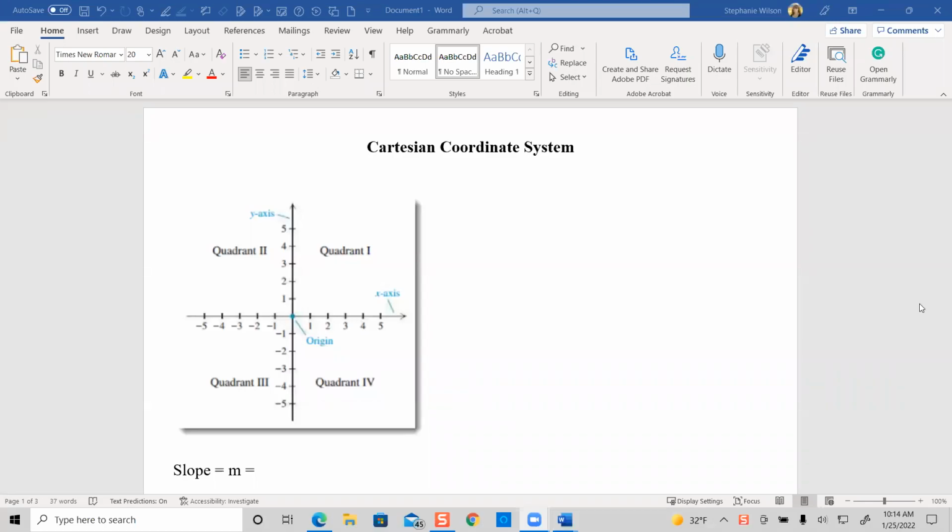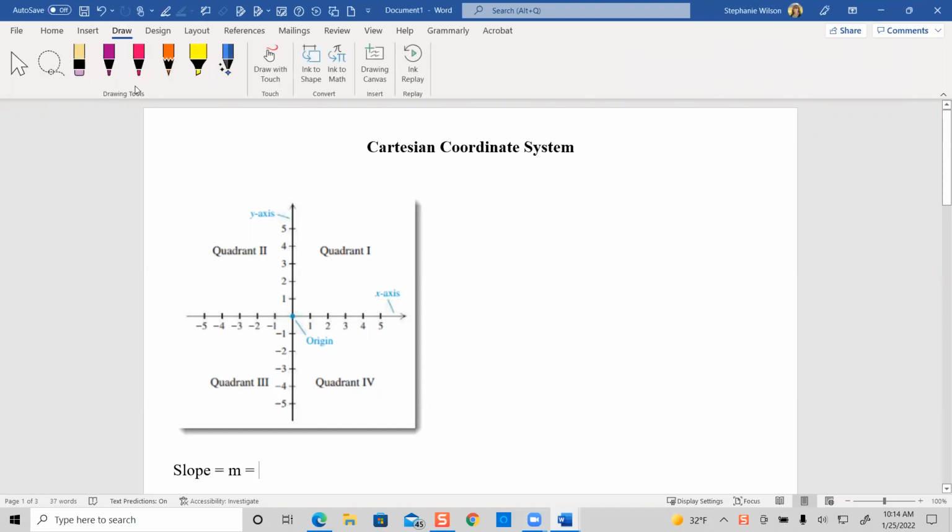Cartesian coordinate system. Let's talk about graphing. Whenever we talk about graphing points on a graph, we're usually graphing it on a Cartesian coordinate system. And that coordinate system is made up of an x-intercept and a y-intercept. The x-intercept is this vertical line right here running straight through the middle of it.